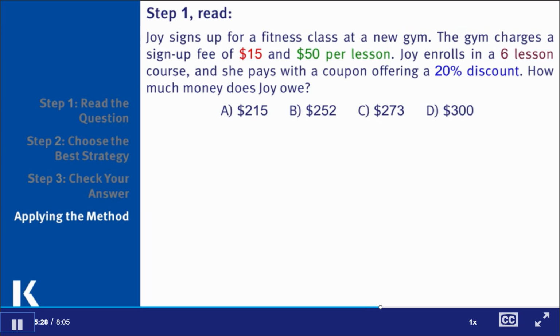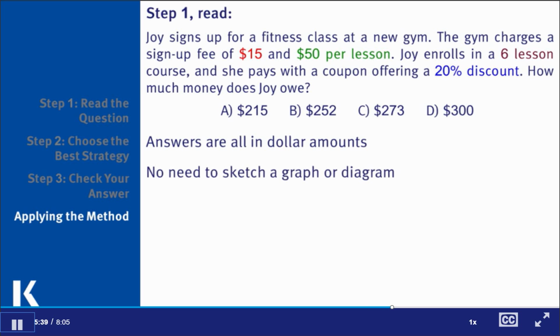It doesn't seem like there is any information that is irrelevant here. Make note that all of the answer choices are given in dollar amounts, and so is the information given in the passage. This question does not provide or describe a figure, so there is no need to draw or label one. That completes step 1. Step 2 is to choose the best strategy to solve this problem.